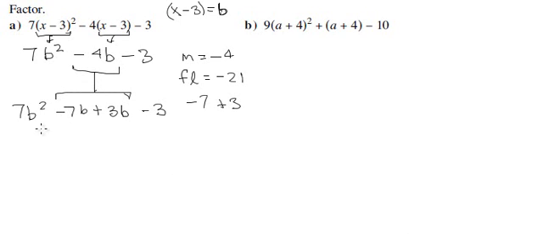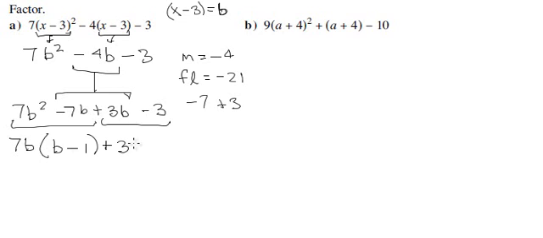So now we can factor by grouping, two terms at once. From these first two terms you can take out 7b, which leaves you with b minus 1. For the next two terms you can just take out a 3, which leaves you with b minus 1. And so when this is factored, you take out the common factor b minus 1, and you're left with 7b plus 3. Now, remember, b is not our variable. B is standing in for x minus 3, and now we have to put that back.